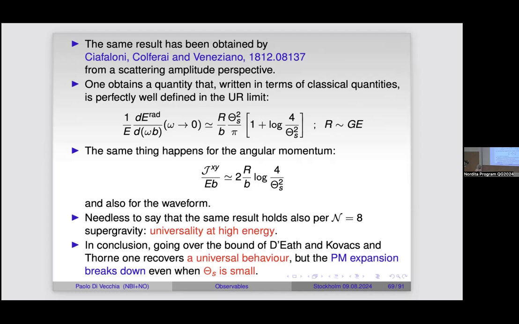If you do the same calculation in N equals 8 and do the same procedure, you get complete universality at high energy. In conclusion, going over the bound of Ditt and Kovacs-Thorne, one recovers universal behavior, but the PM expansion breaks down even when theta s is small.